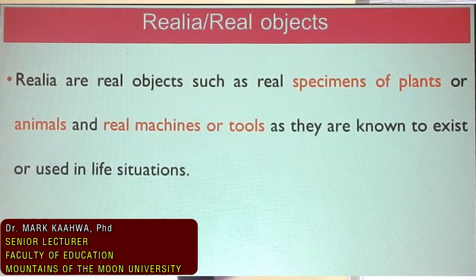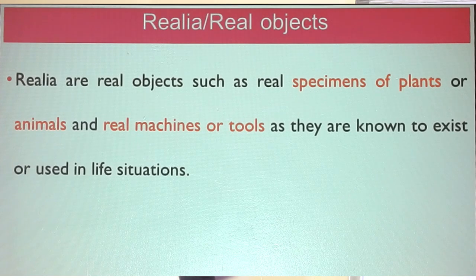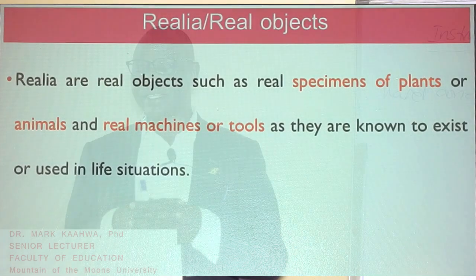Now, realia are real objects, such as real specimens of plants or animals, and real machines or tools, that are known to exist or be used in life situations. So we call them realia.